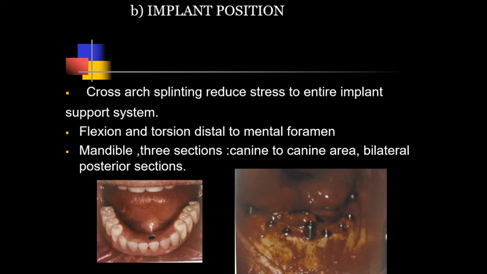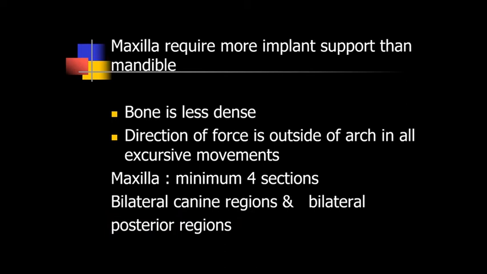Now the cross arch splinting in the mandible has been a topic of debate because of the flexion and torsion that occurs distal to the mental foramen. But the acrylic that is used in the transitional prostheses and the length of the span that is flexible is enough to minimize these concerns. So the mandible can be divided into three sections around the arch, that is the canine to canine area and bilateral posterior sections. Splinting is mainly to distribute the stress and to reduce the occlusal overload. Now, if you consider the maxilla, it requires more implant support than the mandible.